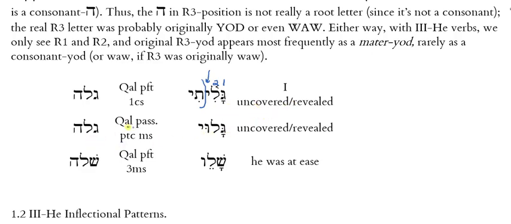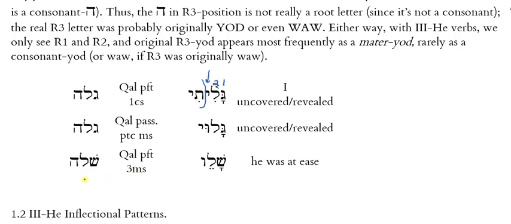The verb gala in the Qal passive participle. Remember, the Qal passive participle uses the u pattern. So under root 1, u with root 2, and then here is the yod. Notice there's no yod in the actual lexical form, but the yod reappears here, and this means uncovered. Remember, Qal passive participles are not glossed with ing forms, but ed or en forms, so uncovered or revealed.